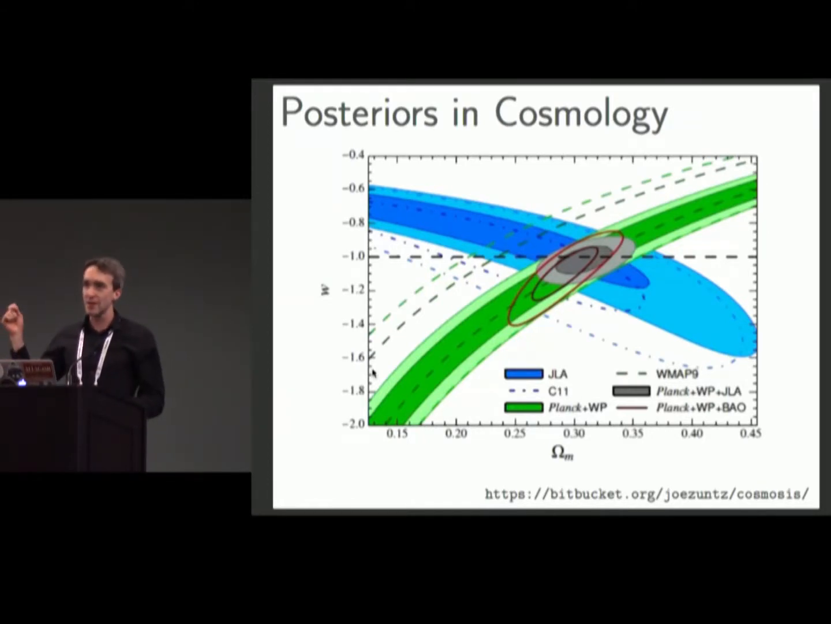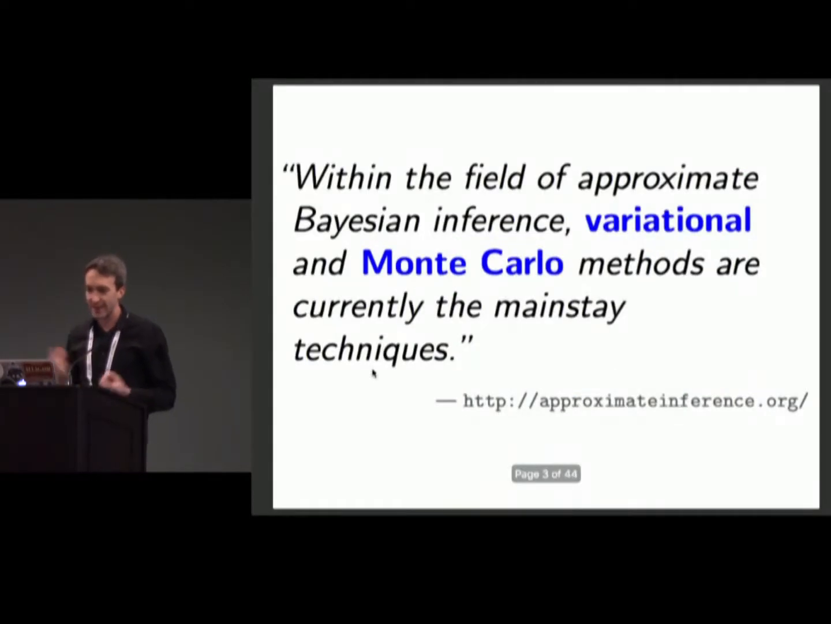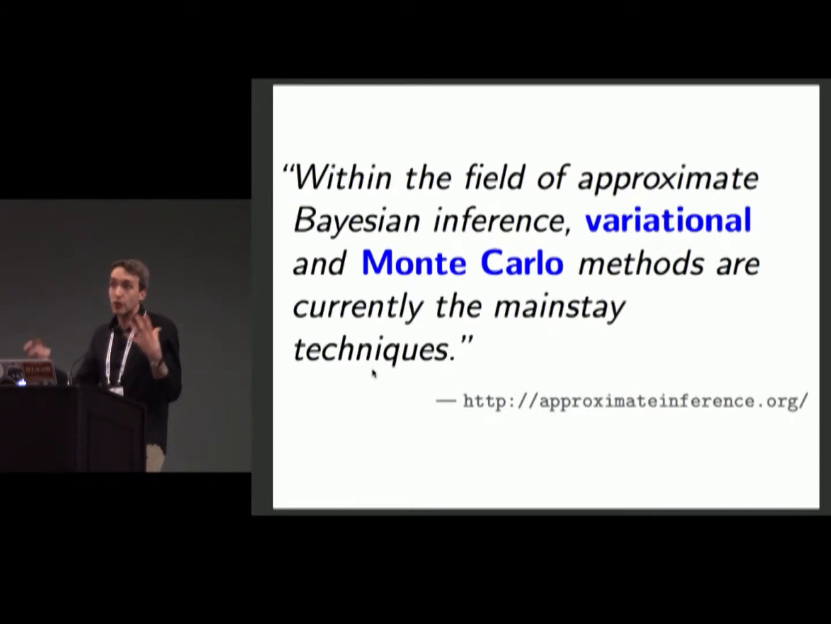And I was in the approximate Bayesian inference workshop this morning, and this is what they had to say about how approximate Bayesian inference is done. They said the two dominant ways of doing it are variational methods. There's been an explosion of stochastic variational inference in the last few years in machine learning, and also Monte Carlo methods, which are the much more traditional conservative way of doing inference that the statistics community has used.